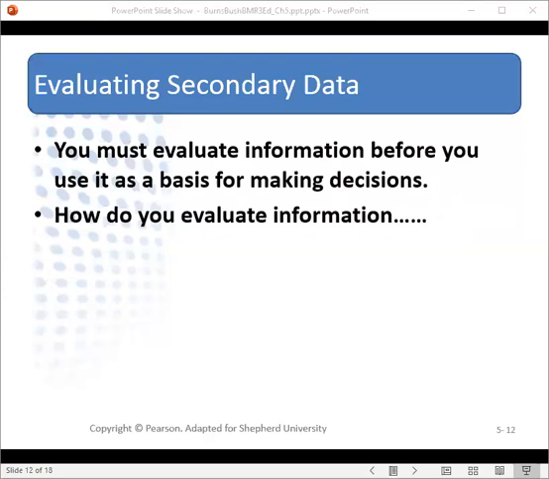So you have to evaluate it. What was the purpose of the study? Who collected the information? What information was collected? How was the information obtained? How consistent is it among the various secondary information sources that we've collected?